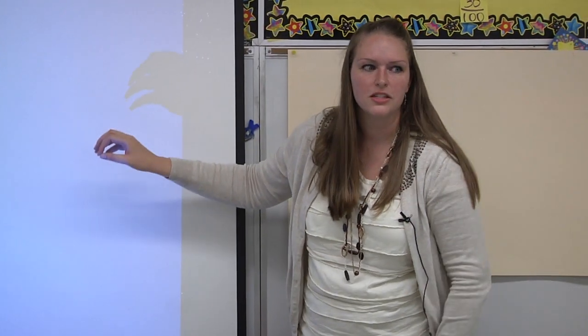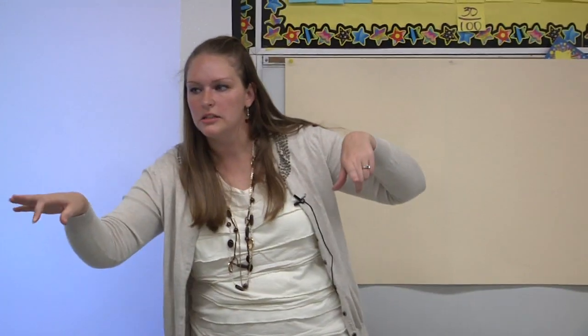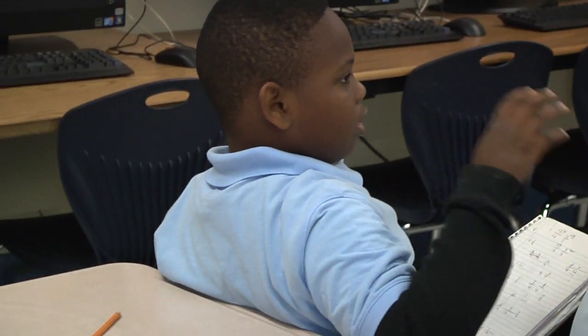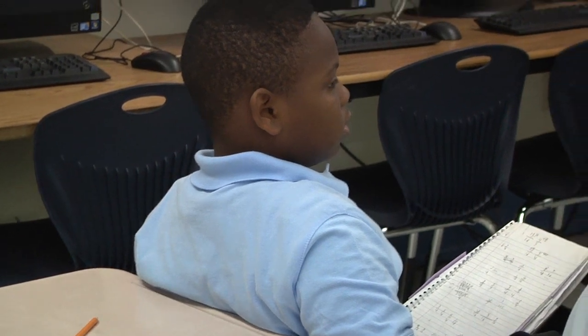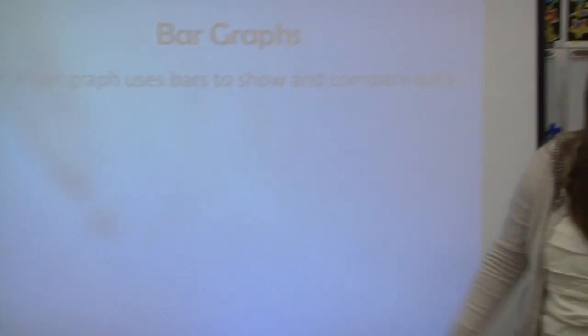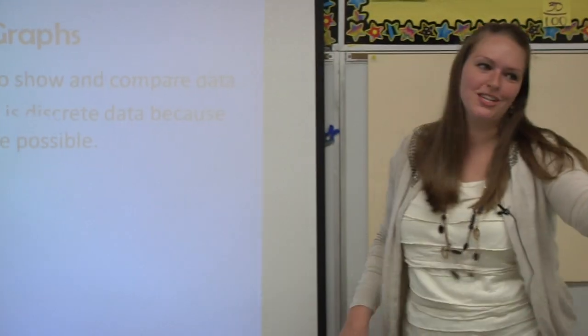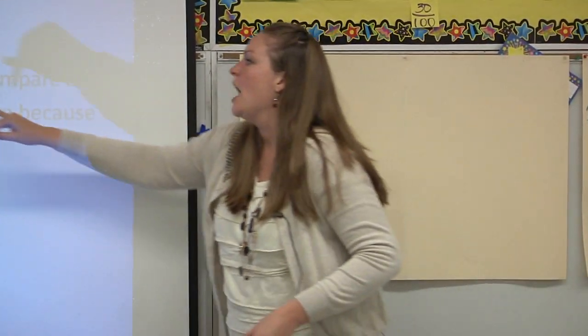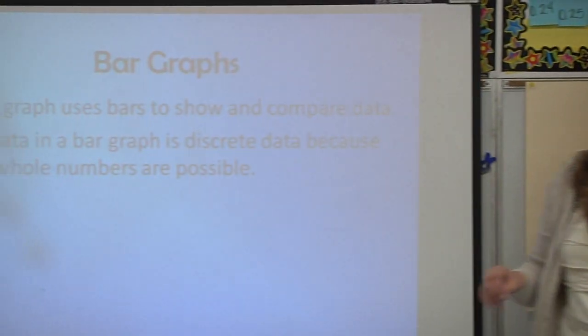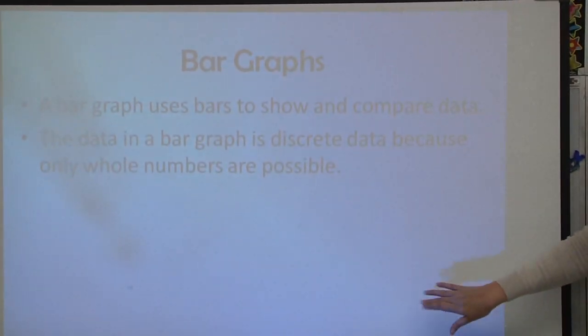Let's look at bar graphs. Dariel pointed out, along with Marcus, that whole numbers are used. What else do we use a bar graph for, guys? Think. What would you use a bar graph for? Give me an example. Comparing things. Okay. So a bar graph, good, is used to compare data. Also, Dariel and Marcus, y'all hit it on the head. A bar graph has discrete data because only whole numbers are possible. You guys are awesome today.